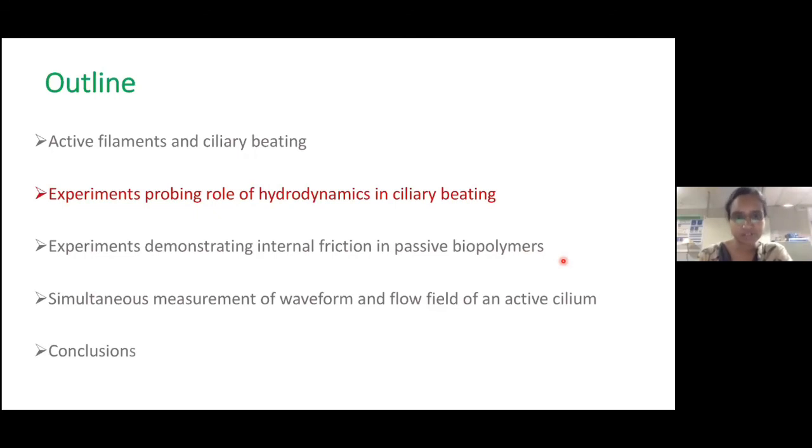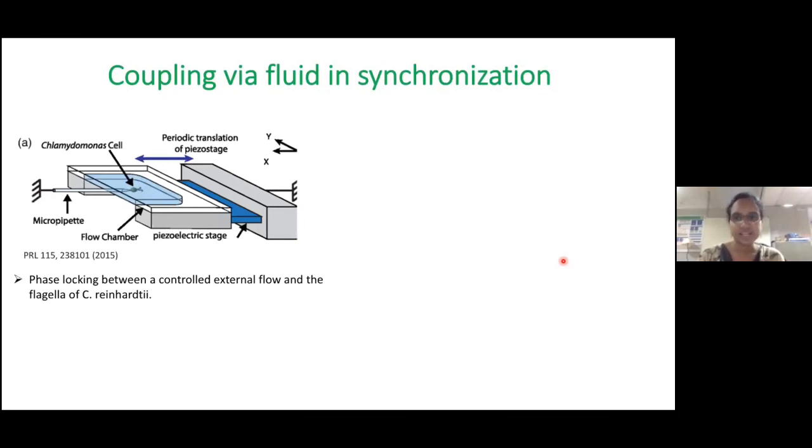And a lot of literature has focused on obviously probing the role of hydrodynamics, and the way it has been looked at in the context of chlamydomonas is in the context of synchronization. So the idea is that the fact that the two cilia on chlamydomonas are beating in a synchronized manner means they must be coupled to one another through the surrounding fluid. So, to probe the strength and the nature of this hydrodynamic coupling, a number of experiments have been done, and I'm highlighting a few of them here.